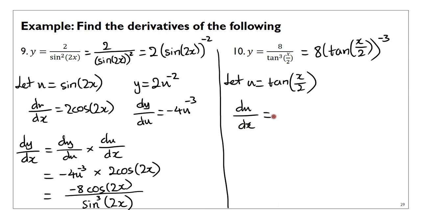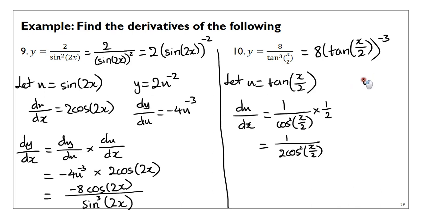So do the same thing. Take the derivative of the trig. So derivative of tan is 1 over cos square. So 1 over cos square of x over 2. Do not change the angle. And then multiply with a half, which is the derivative of the bracket. I'm going to tidy this thing up a little bit. So I'm just going to write 1 over 2 cos square of x over 2. So I'm just multiplying the two fractions together here.